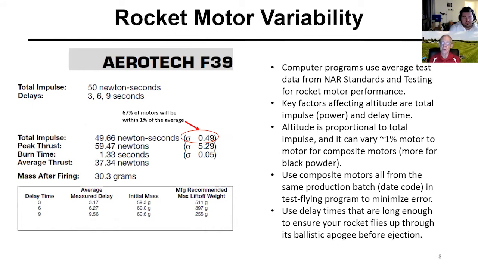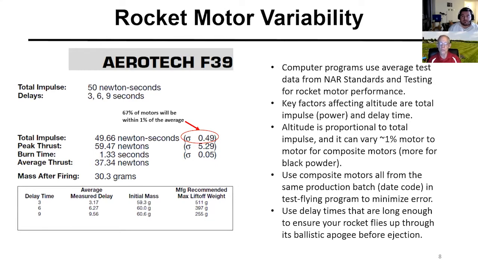The computer programs that you're using, the flight simulation programs, use average data that was taken by the NAR Standards and Testing Committee from production samples when the rocket motor was first introduced. Current production does not precisely match that. It gets close. Rocket motor to motor will not be perfectly repeatable. You see I circled on this slide the sigma, which is the standard deviation of the error as measured in the number of samples that were tested for this particular test report. So there is a little bit of variation.